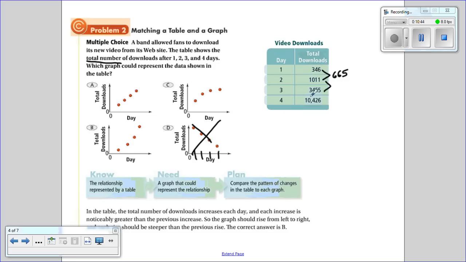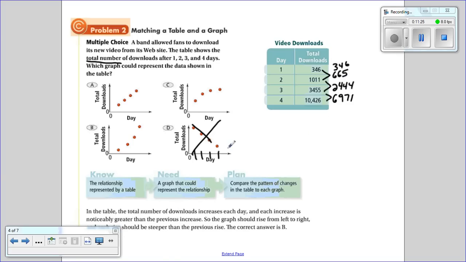Okay, how many downloads were there the third day? So we started with 1011. We ended up with 3,455 minus 1,011, and we end up with 2,444 downloads. That's the third day. And the fourth day, 10,426 minus 3,455 gives us 6,971. So what we see happening is the first day, 346, the next day it almost doubled, the next day it almost quadrupled, and the next day it almost tripled.